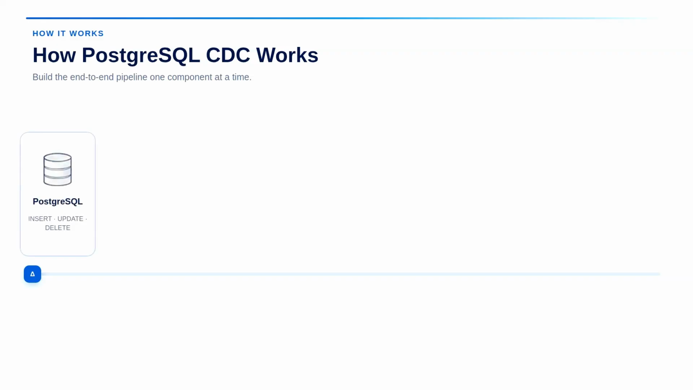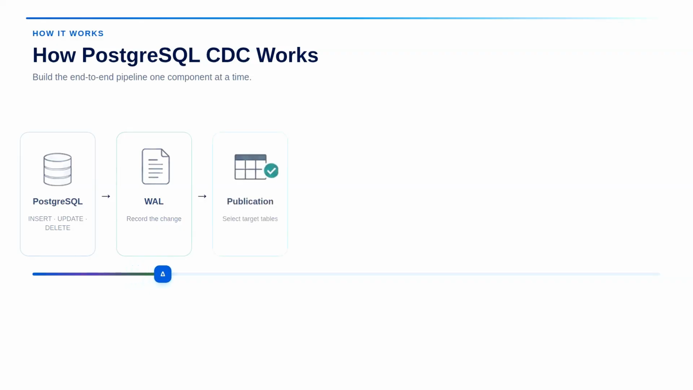First, an insert, update, or delete occurs in PostgreSQL. PostgreSQL records the change in the write-ahead log, or WAL. Logical replication makes selected table changes available through a publication, while a replication slot keeps track of the consumer position.